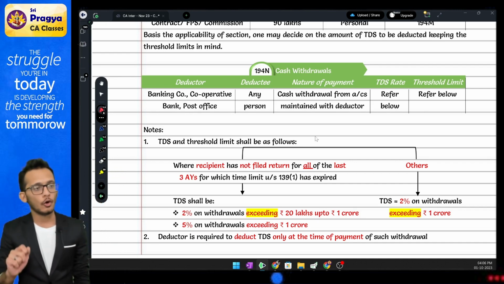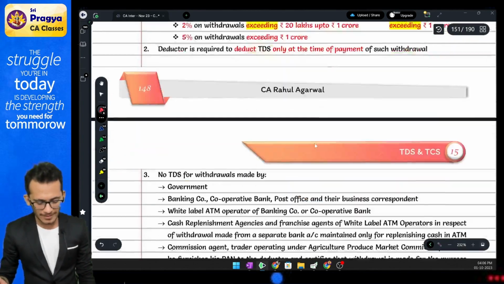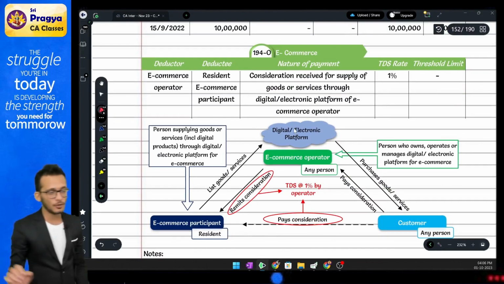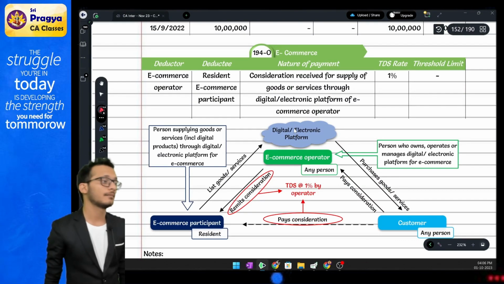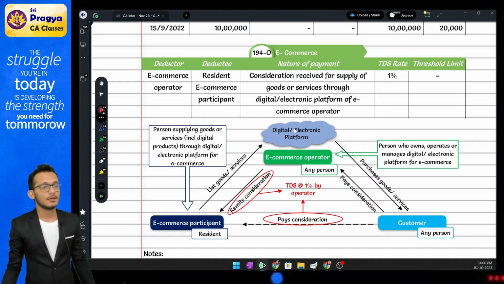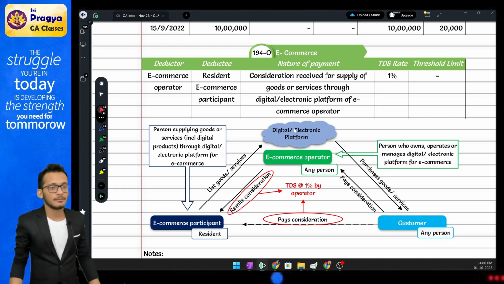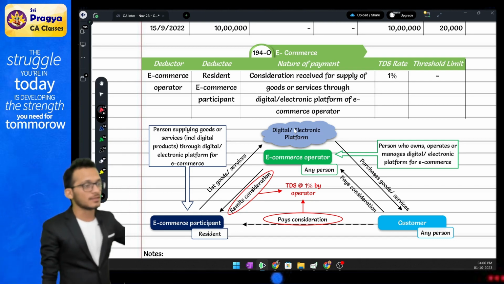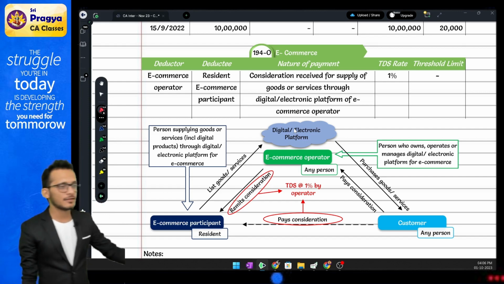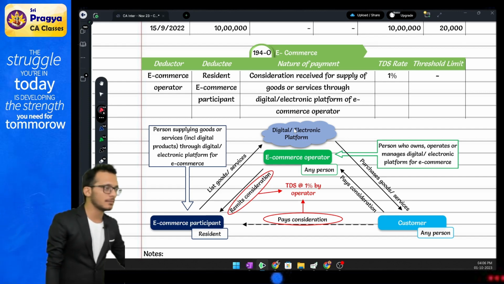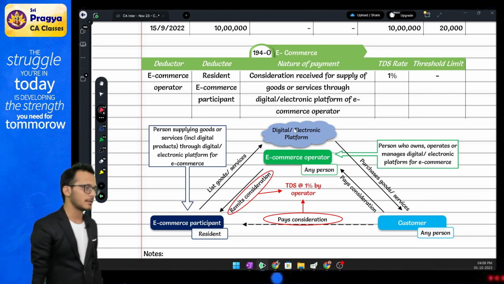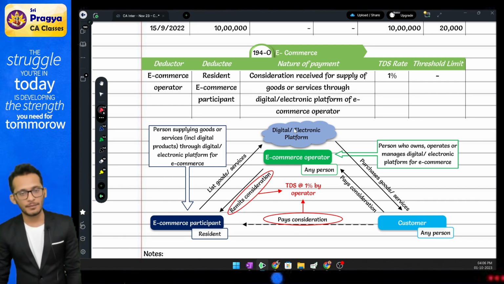After N comes O. This O is basically coming and saying that you are an e-commerce operator. Income tax is coming and saying that, boss, if you are an e-commerce operator who is taking goods from an Indian person and selling these goods to any person, when you collect the money from this customer and give it to the seller, you have to deduct TDS at the rate of 1%.